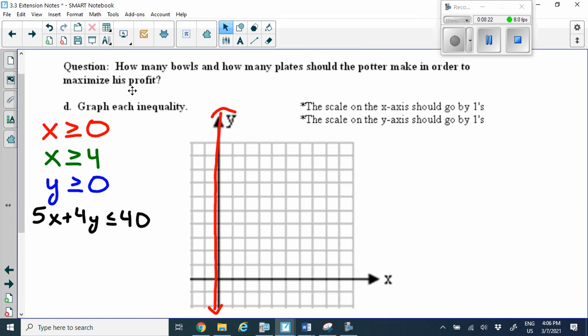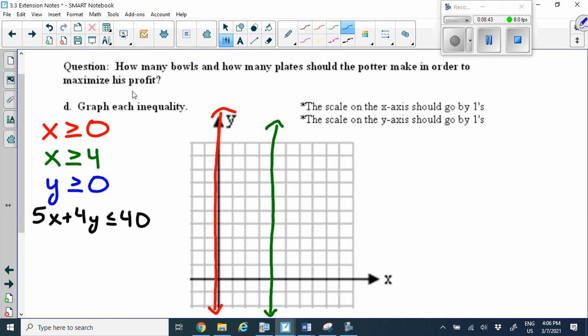Okay, now let's go ahead and talk about when x is greater than or equal to 4. Once again, that is going to be a vertical line, and that's going to be at 4. So I count 1, 2, 3, 4. Remember, our scale goes by 1, and here we go. I do make sure my line goes off the graph because I will have some intersection points here.